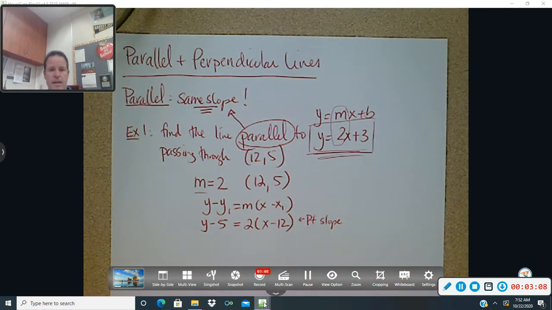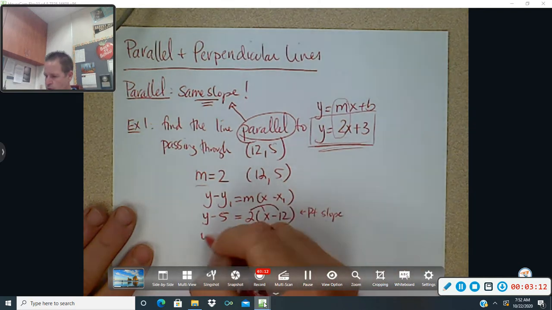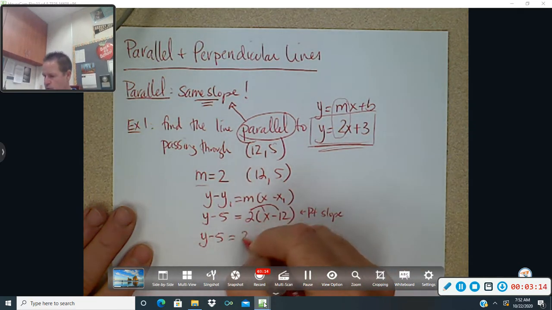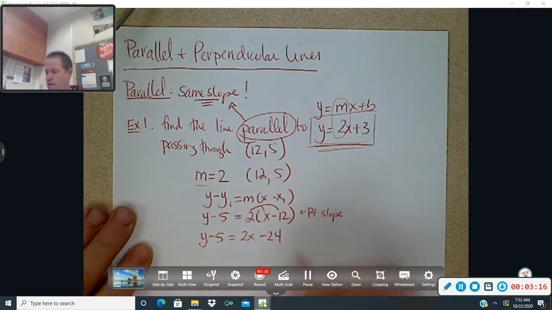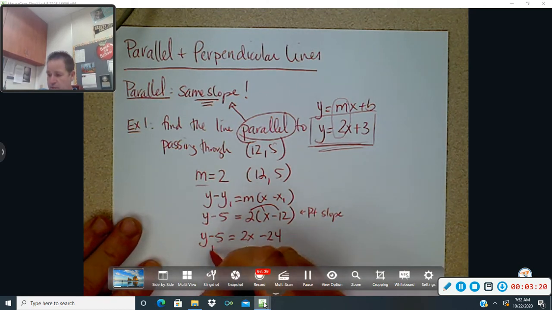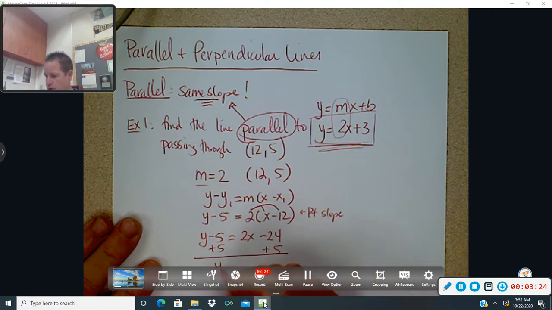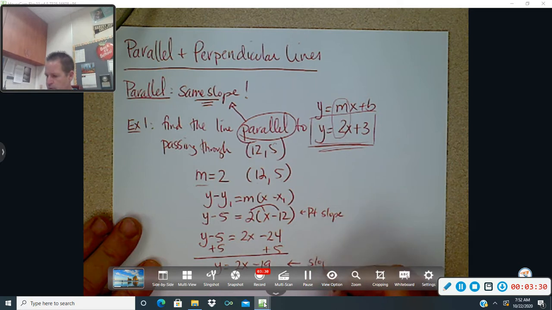Now let's get it into slope intercept form. We'll distribute the 2, so we'll have y minus 5 equals 2x minus 24. We've got to get y by itself for slope intercept, so add 5 to the other side, and you're going to have y equals 2x minus 19. That would be slope intercept.